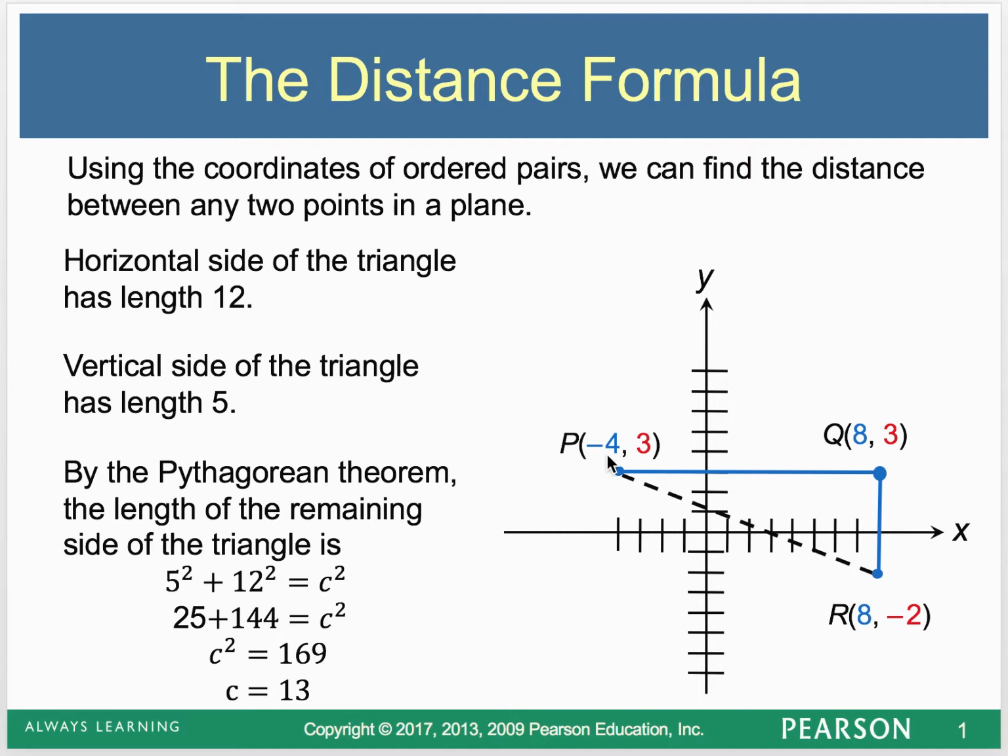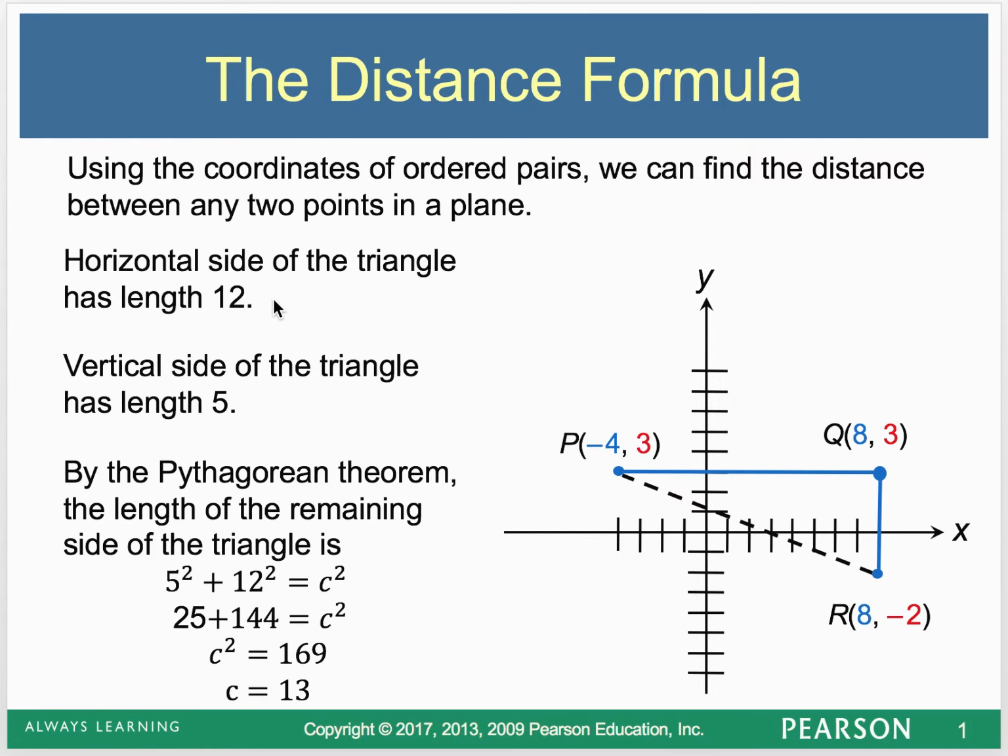So suppose we have 2 points, right? So we've got this point, -4, 3, and 8, -2, and we want to know the distance between these 2 points. Well, what we can do is extend the x-coordinates and the y-coordinates so that we make a right triangle. And then we can figure out the distance between the x-coordinates, the distance between the y-coordinates, and by use of the Pythagorean theorem, figure out the distance of the hypotenuse, which would be the distance we were searching for.